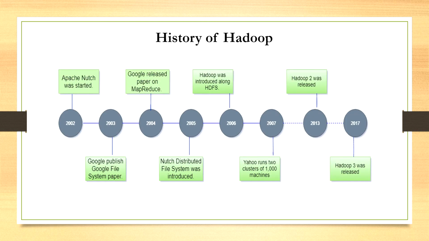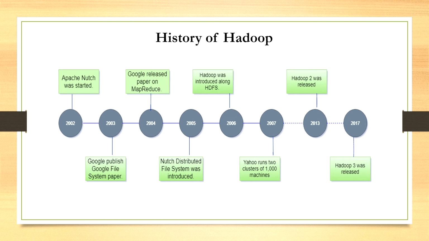Hadoop was started by Doug Cutting and Mike Cafarella in the year 2002 when they both started to work on the Apache Nutch project. In 2003, they came across a paper that described the architecture of a distributed file system by Google called GFS, or Google File System. It was published by Google for storing large data sets. In 2006, Doug Cutting joined Yahoo along with the Nutch project.